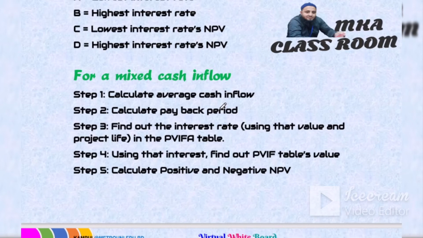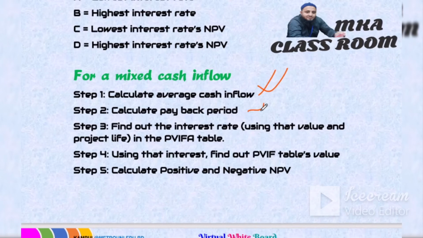If you do not use that, not a problem. You have to calculate the payback period, and if you calculate the payback period, you have to find this value in the PVIF table. So if you find that value, you have the interest rate. That interest rate you have to use in the PVIF table. So PVIF is a searching table and it is a using table.